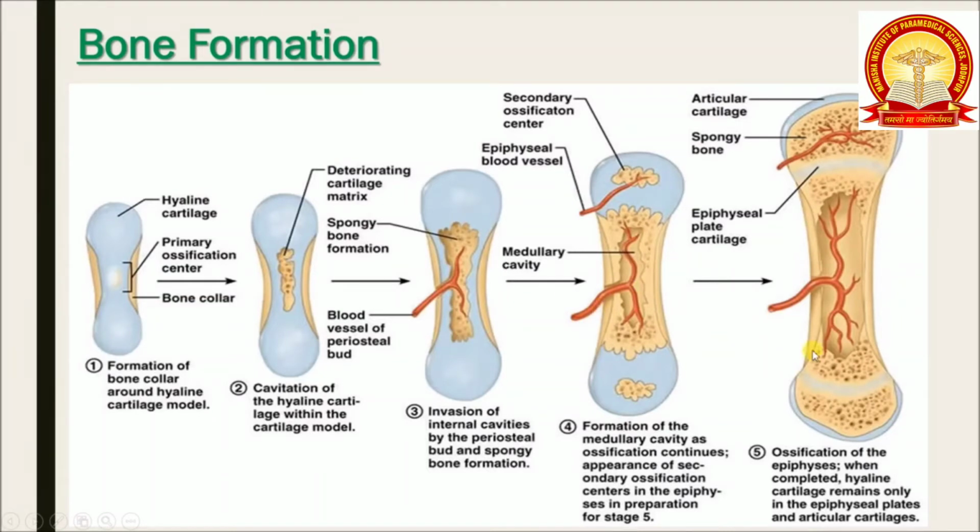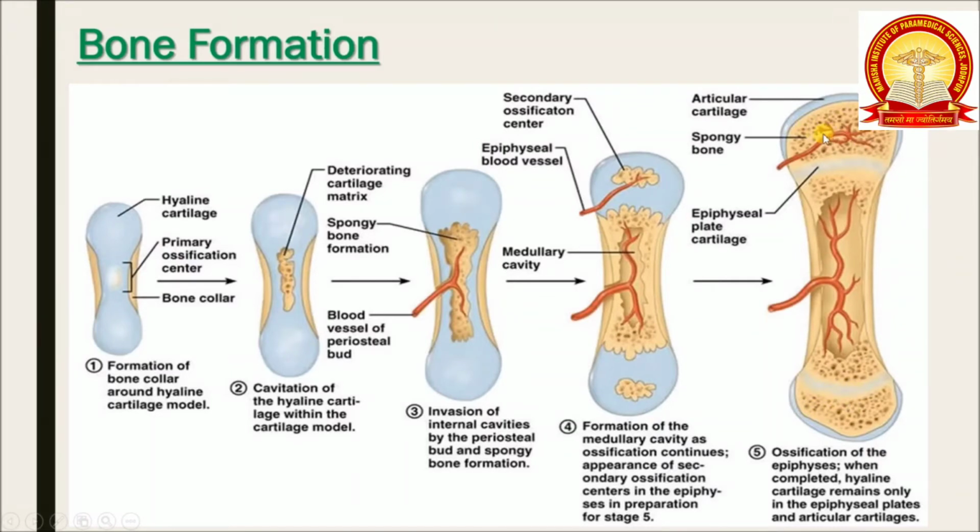And in stage 5, ossification of the epiphyse is when completed, hyaline cartilage remains only in the epiphyseal plates and the articular cartilage. This is the epiphyseal plates. Only hyaline cartilage remains in this side. This all bone maybe becomes spongy or maybe hard bone.